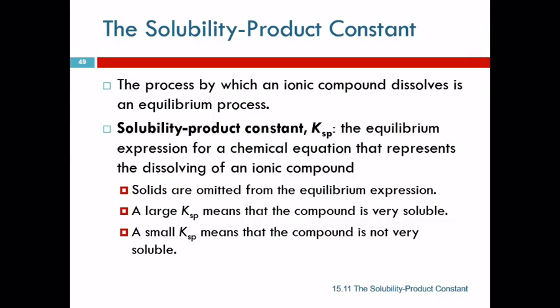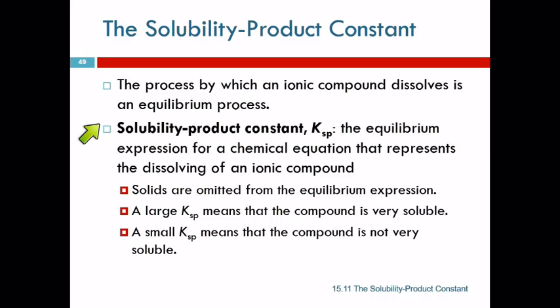We've talked about ionic compounds dissolving, and we learned some solubility rules to help us determine whether an ionic compound is soluble or not. The process by which an ionic compound dissolves is actually an equilibrium process. And that's why some of the things were soluble and some were slightly soluble. That's a dissolving reaction that only goes a little bit. Some of them go far to the products and some go almost none to the products.